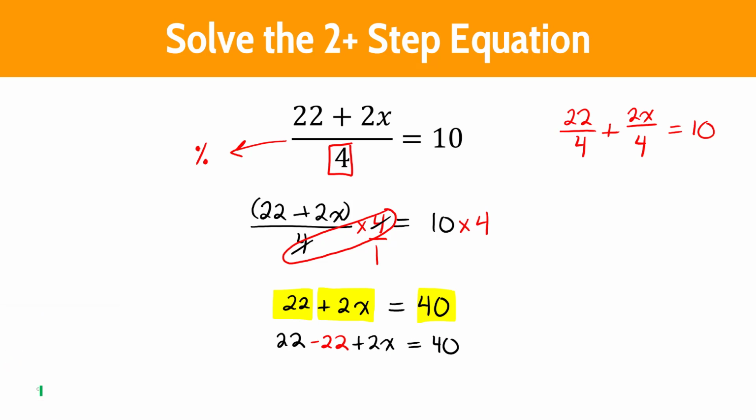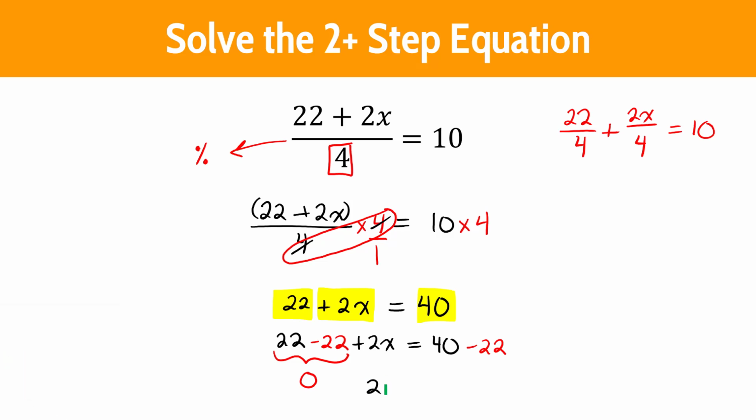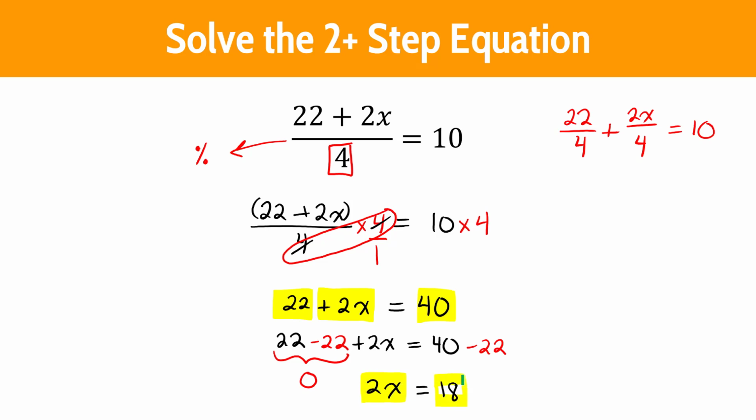Again, we are subtracting 22. On the left, 22 subtract 22, that's 0. So we have 2x, which remains. 2x is equal to 40 minus 22, 18. So now we have two terms. We have a term of 2x as well as a term of 18.